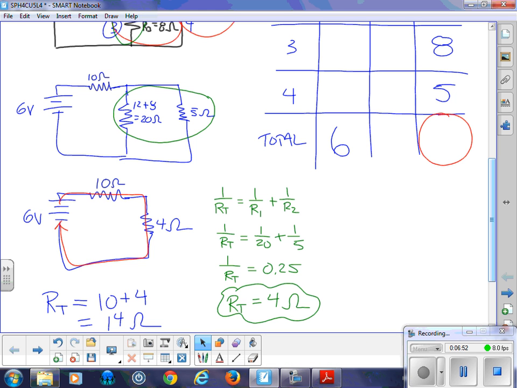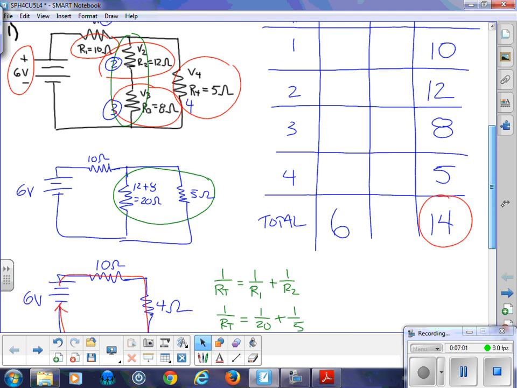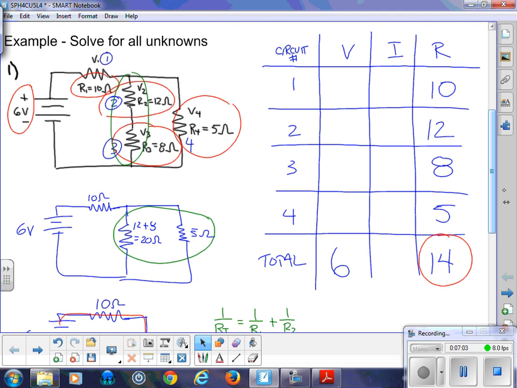So knowing that, I can now fill in my 14 ohms in my chart. Now I have all the information I need to start the process. So looking at the chart, I know that V equals IR. So how do I find this value? And you may not have left space, but I'm going to put it in here. I know that 6 is equal to 14I. Okay? So you can do the calculation below.